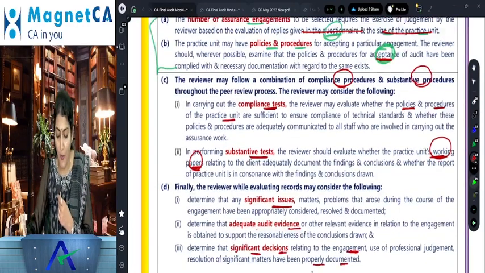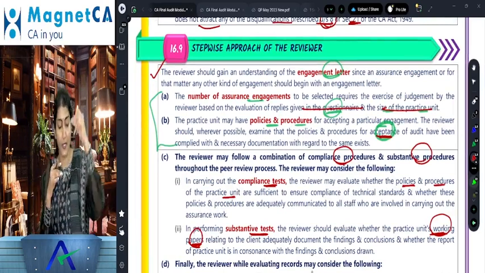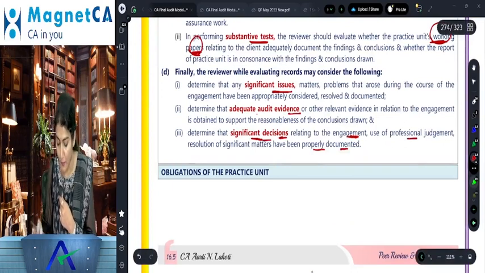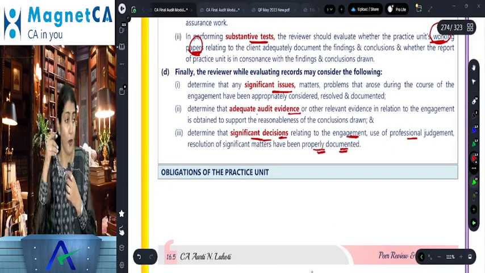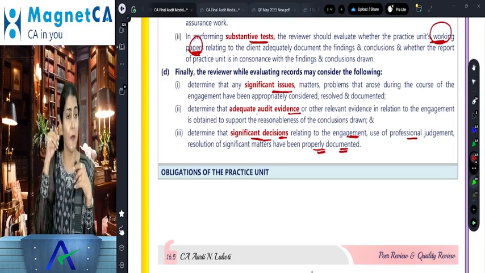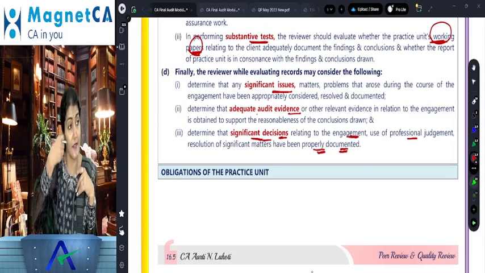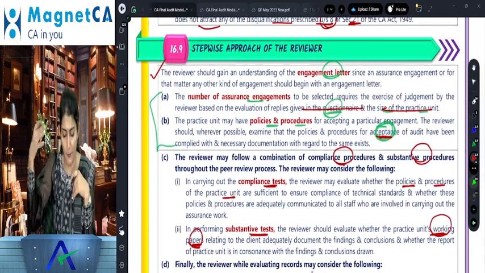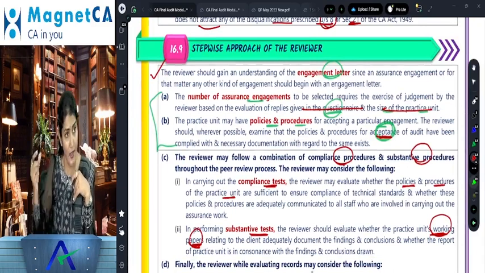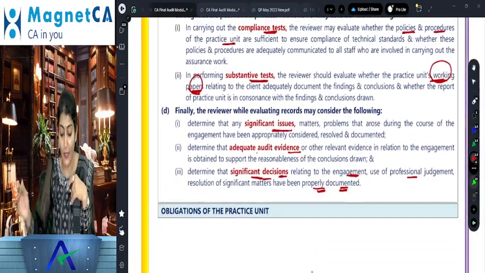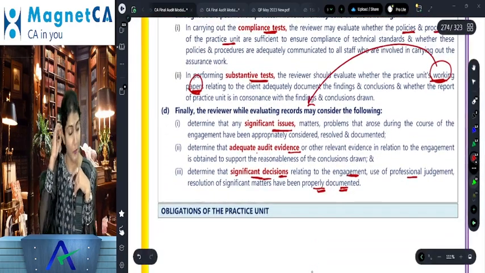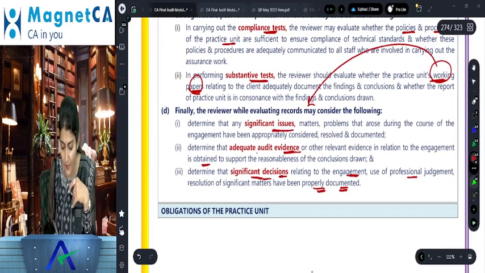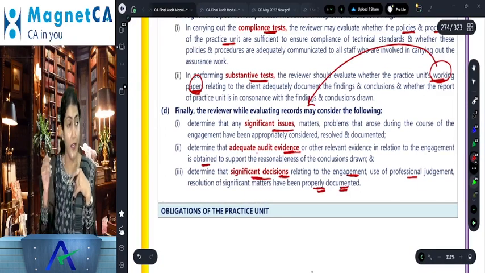So this is the stepwise approach of the reviewer. What he will check? He will start with the engagement letter and come right up to the report. Whether significant decisions where professional judgment has been used are properly documented. That means whether they are properly reported and also documented. So that is the stepwise approach of the reviewer. Starting with the engagement letter, then the number of assurance engagements, then a combination of compliance and substantive procedures, and while evaluating the records and working papers, he mainly checks any significant issues or matters identified, whether adequate audit evidence has been obtained, and whether significant decisions have been properly documented.